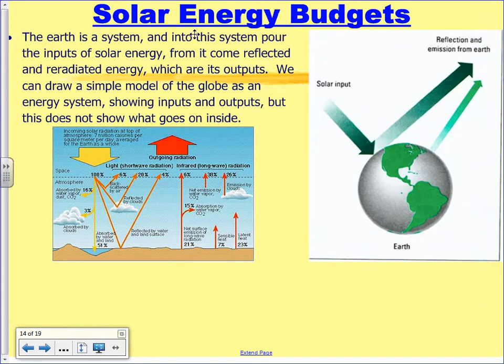Solar energy budgets. What we mean by this is what happens to the solar energy that strikes the Earth. How does it get distributed? Which places get more of it? What happens to it once it gets here? When we're looking at this diagram on the left, we've got incoming solar radiation at the top of the atmosphere of 7 million calories per square meter.